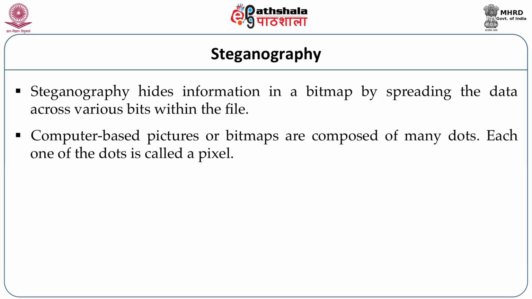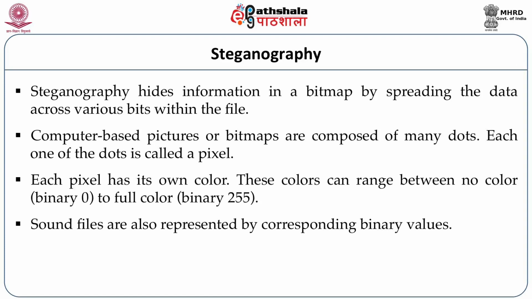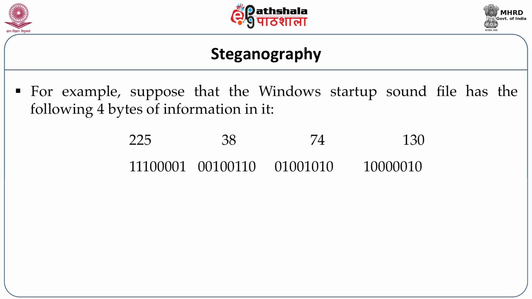For example, you are using a bitmap to spread data across various bits within a file. Each dot is called a pixel, and a pixel has its own color, whether it's no color, saying 0, or all colors, saying 255. I will give you the example of a sound file which contains the byte information 225, 38, 74 and 130. The binary number associated with 225 is 11100001. The binary numbers for 38, 74 and 130 are given.